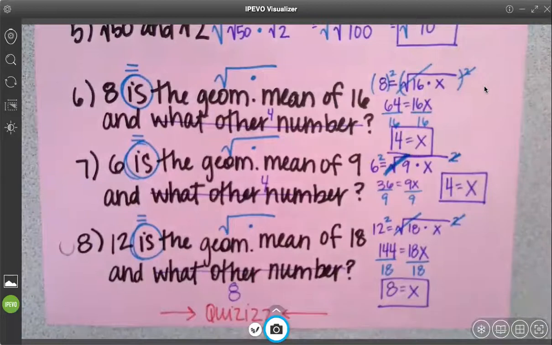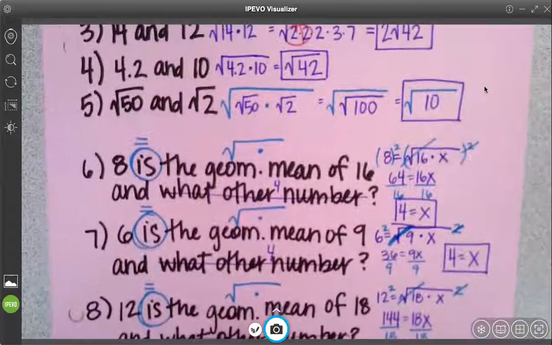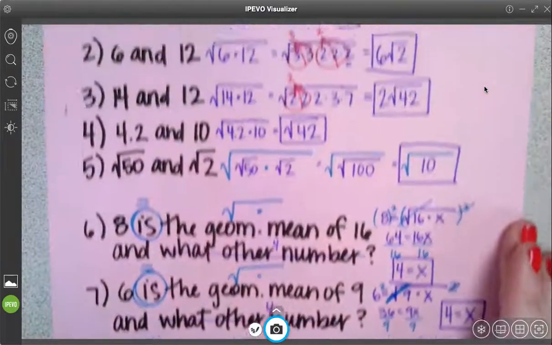So I will see you guys tomorrow. And I hope that you come in prepared with questions because my plan is for tomorrow, we're going to actually start using the geometric mean to find some missing sides of similar triangles. And this is very much a shortcut. So this is going to be a valuable thing to know.